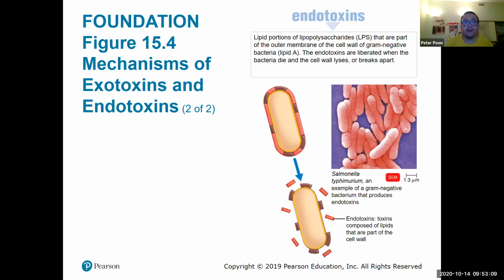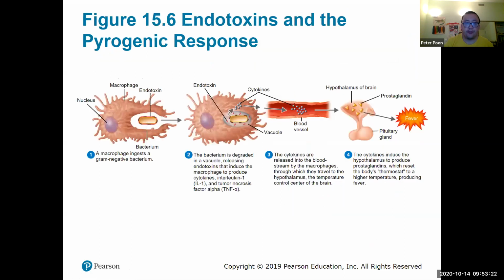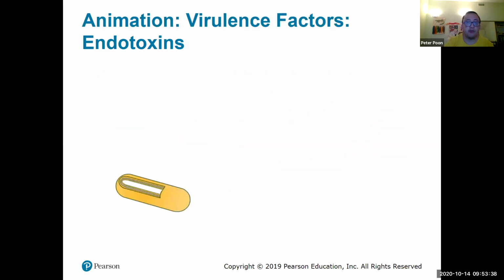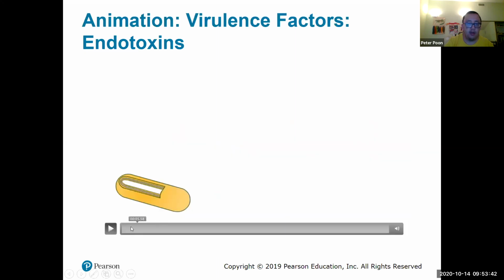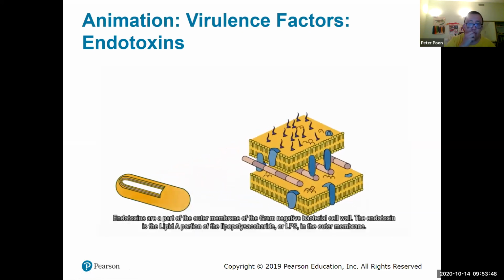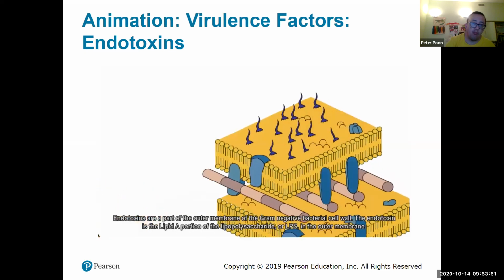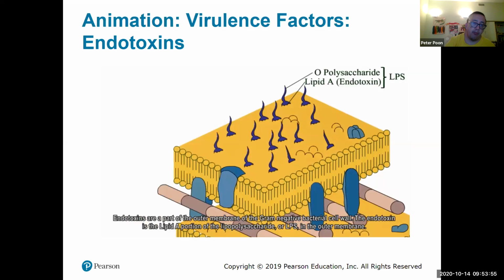What it does is, when the cell dies, the cell wall breaks apart and releases the endotoxins. The endotoxins trigger a massive immune response. This is endotoxin. Endotoxins are a part of the outer membrane of the gram-negative bacterial cell wall. The endotoxin is the lipid A portion of the lipopolysaccharide, or LPS, in the outer membrane.